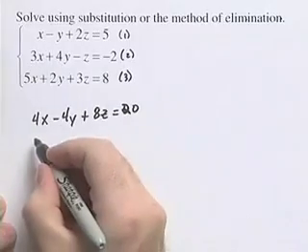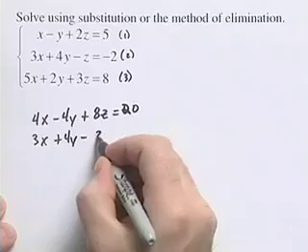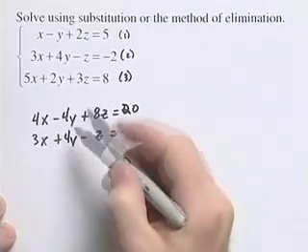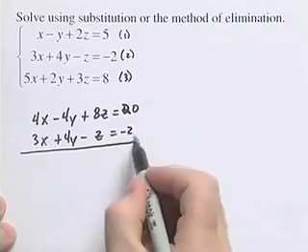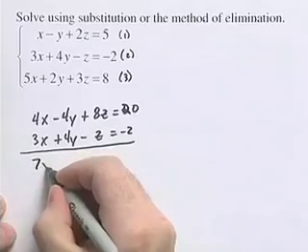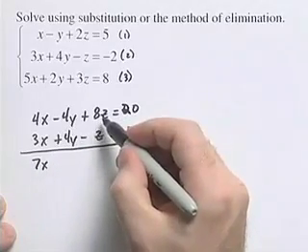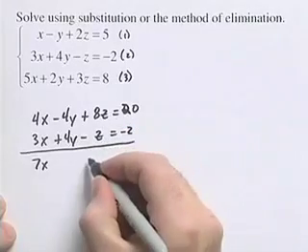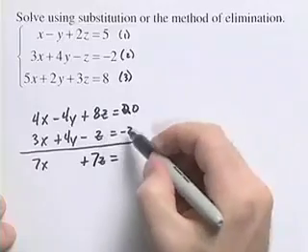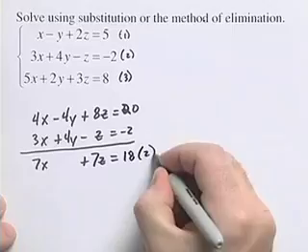We're going to rewrite our second equation here, 3x plus 4y minus z equals negative 2. Now to get rid of the y variable, we're going to add these two equations together. 4x plus 3x is 7x, negative 4y plus 4y is 0, and then 8z plus a negative z is going to give us plus 7z. And then 20 plus negative 2 is 18. This will be our new equation 2.